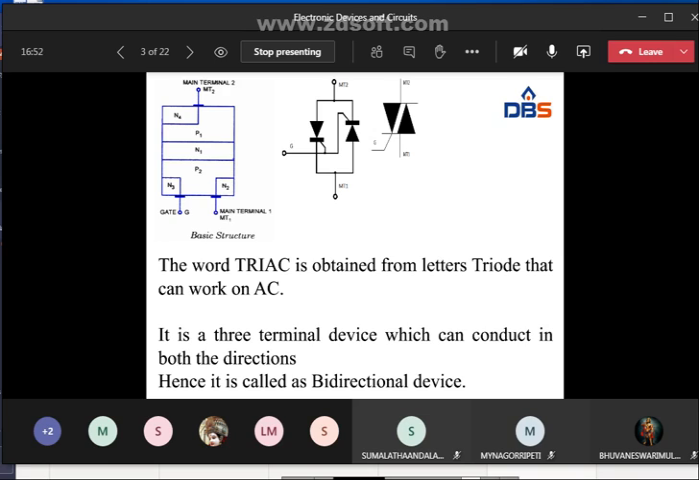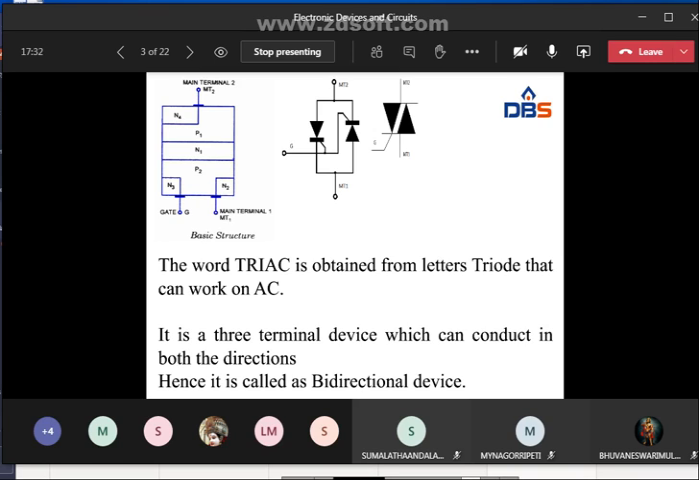It consists of 3 terminals, namely MT1, MT2 and gate. The 3 terminals of TRIAC are main terminal 1, main terminal 2 and gate. Since it conducts in both the directions, there is no anode and cathode. So it consists of main terminal 1, main terminal 2 and gate terminal, right?